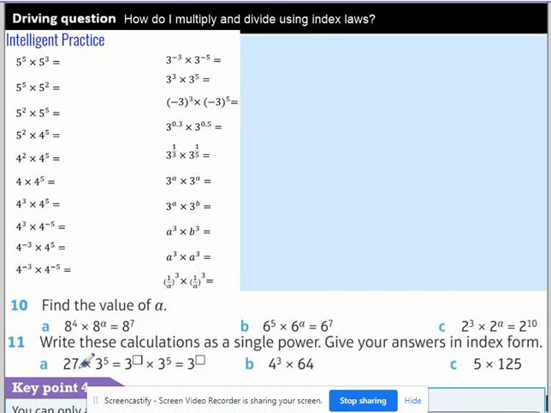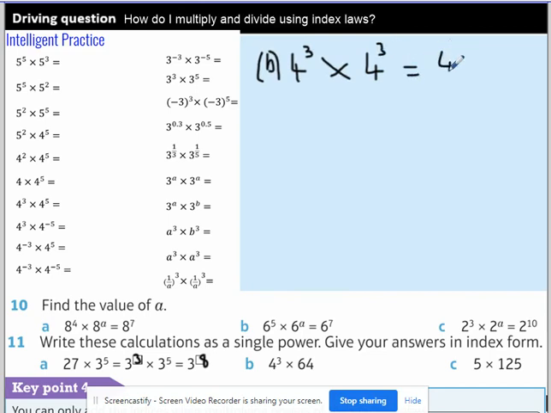Okay, 27 multiplied by 3 to the power of 5. Now 27 can be written as 3 cubed, and 3 to the power of 3 multiplied by 3 to the power of 5 is 3 to the power of 8. Okay, that's giving you a clue of how to answer B and C. So for B, 4 cubed, now 64 is actually a power of 4. It's the same as 4 cubed.